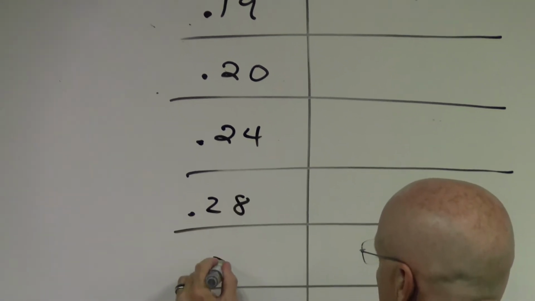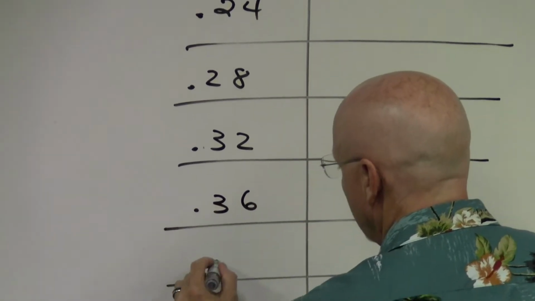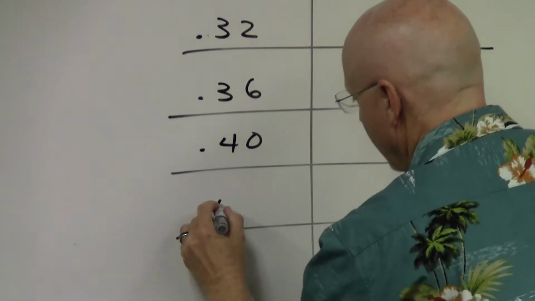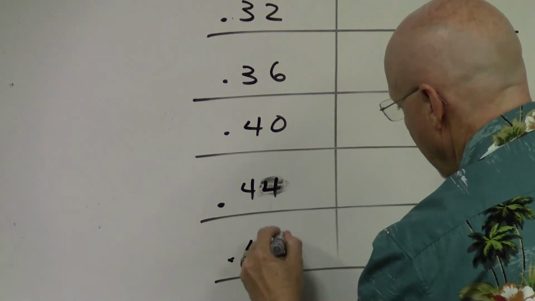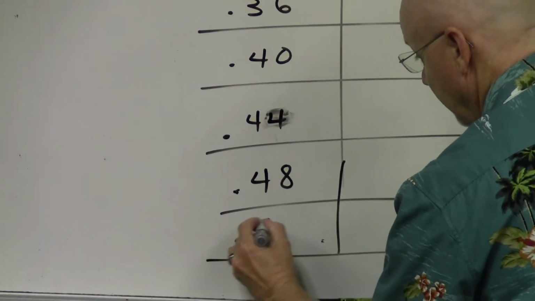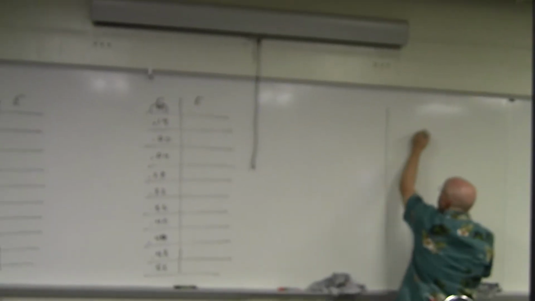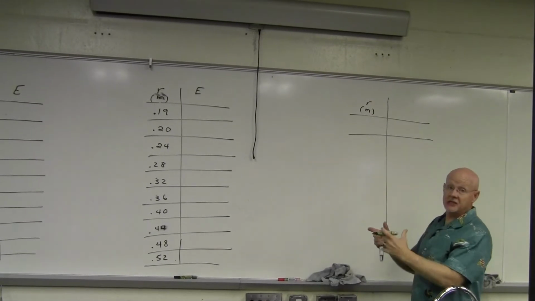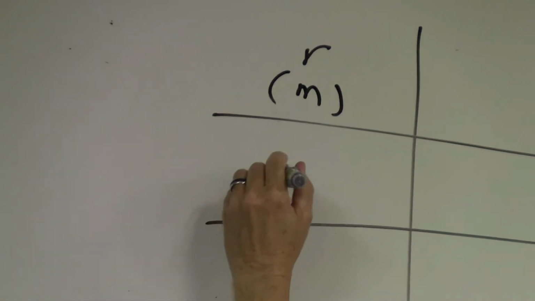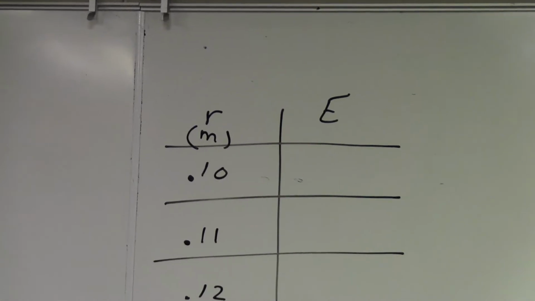28, 32, 36, 40, 44, 48, 52, and then give myself a little bit of space here. And so here's R, here's M, and we're just going to go to 60 centimeters away. So another 4 would be 56, and then finally 60. So that'll be our last measurement.